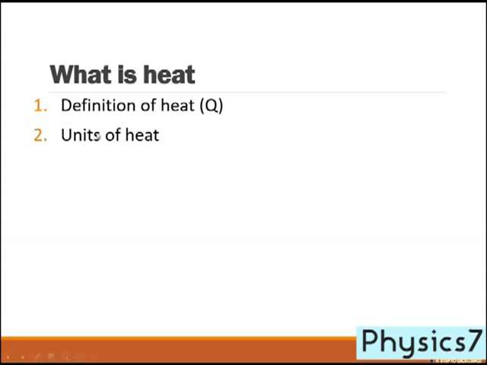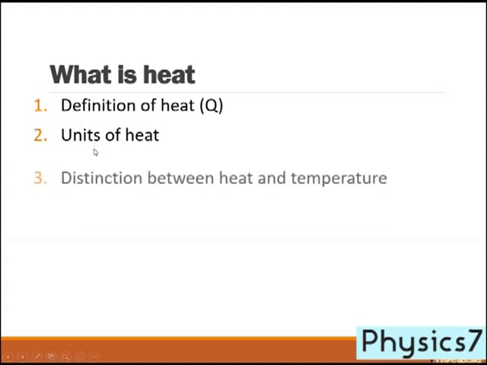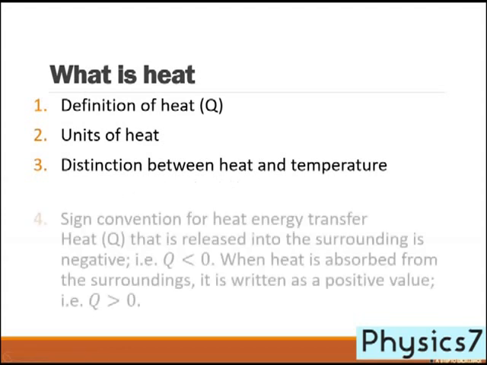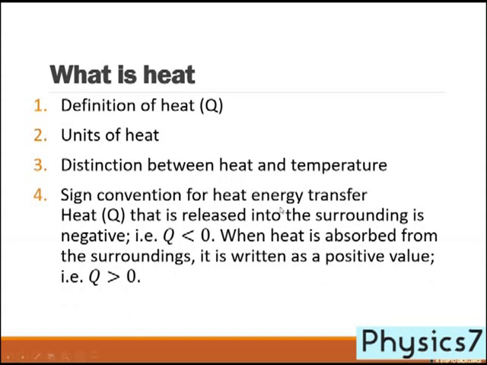We also need to understand the units of heat. We also need to be able to distinguish between heat and temperature. And this is something that a lot of students tend to mix up. Heat and temperature are actually different in terms of what they represent and in terms of their definition. We need to also look at the sign convention for heat energy transfer. In other words, sometimes you can get a value for Q which is negative, and that basically tells you that heat is being released into the environment.